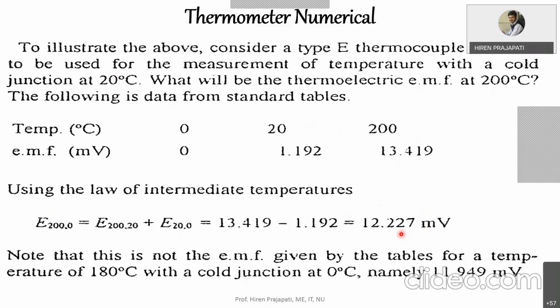Any question or any query? This is the application of the intermediate temperature law. Very simple. Okay, so I move to the next question.